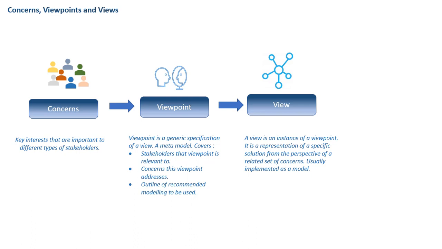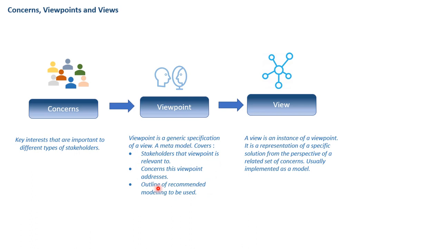So taking it from left to right here, you've got concerns, which are from your stakeholders, effectively interests. What are you interested in as a stakeholder for a particular solution? So if you take some examples, operations stakeholders, they're interested in how they're going to run the solution. Business stakeholders, they're interested in probably how much it's going to cost and how long it's going to take and what functionality it's going to provide. Security stakeholders, well, they're interested in how it meets your security regulations.